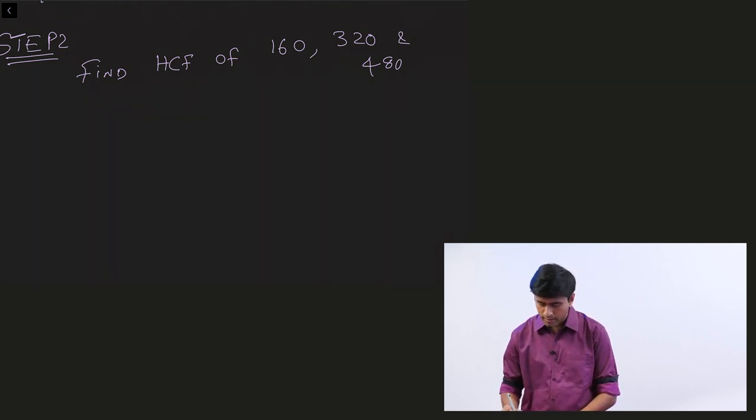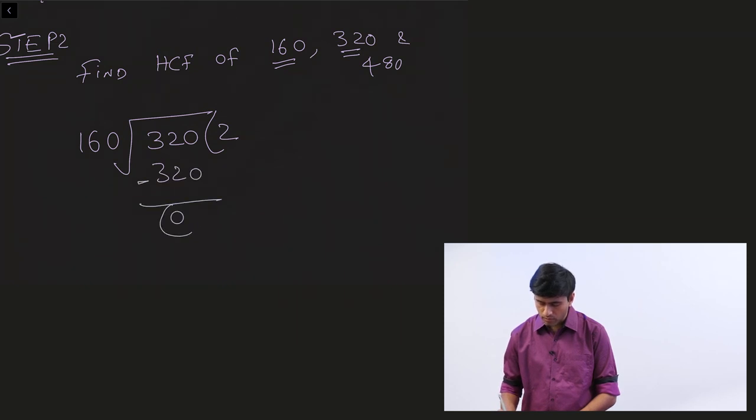So we will take 160 and 320 first. 160, 320 divided by 160. 160 goes 2 times, 320, 0. Therefore 160 is the HCF for 160 and 320.